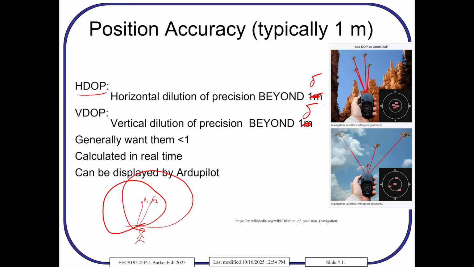And then one other thing to note is that the vertical is much worse than the horizontal because the satellites are above you, but they're all at about the same distance above you. So the Z error is much worse. So this is the horizontal statistical error, and this is the vertical statistical error. Okay.